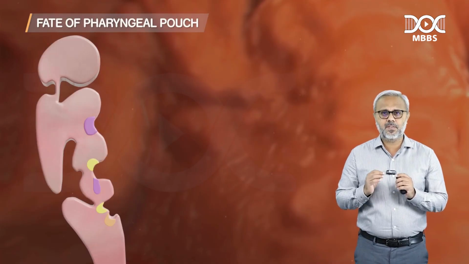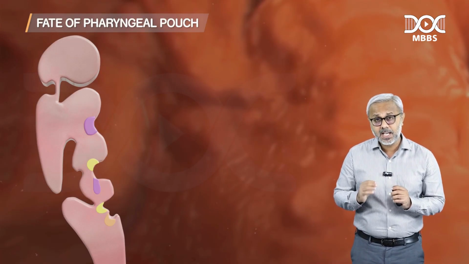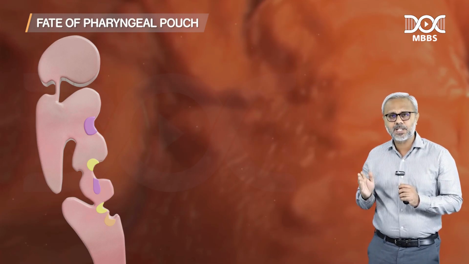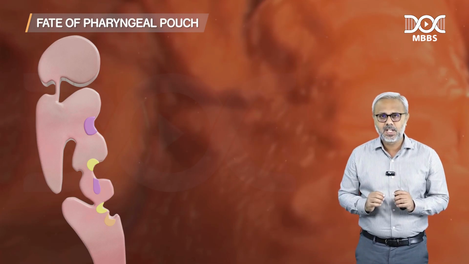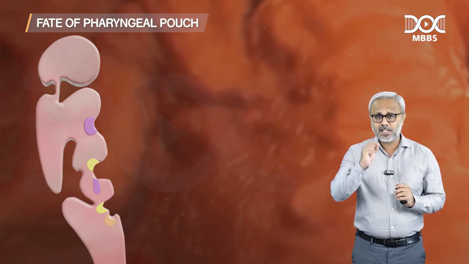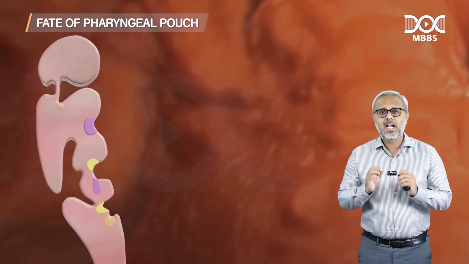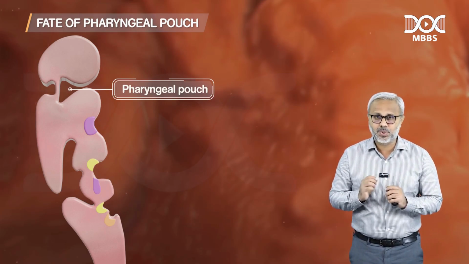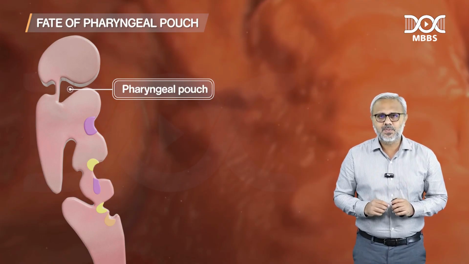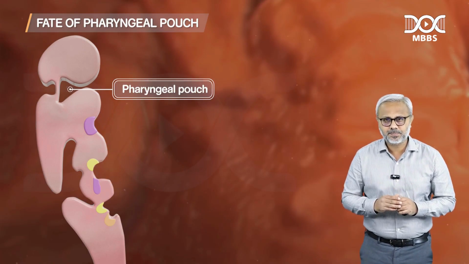Now, let's talk about the endodermal derivatives of pharyngeal apparatus. As we said, endoderm lies on the inner aspect of the pharyngeal arch, and the spaces between the first and second, second and third, are invaginated, and these are called endodermal pouches. What are the derivatives of endodermal pouches?